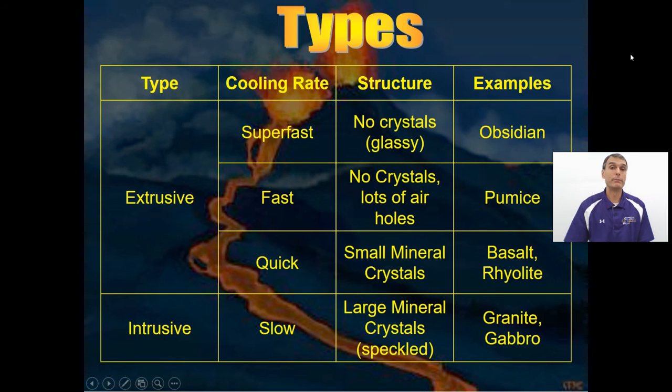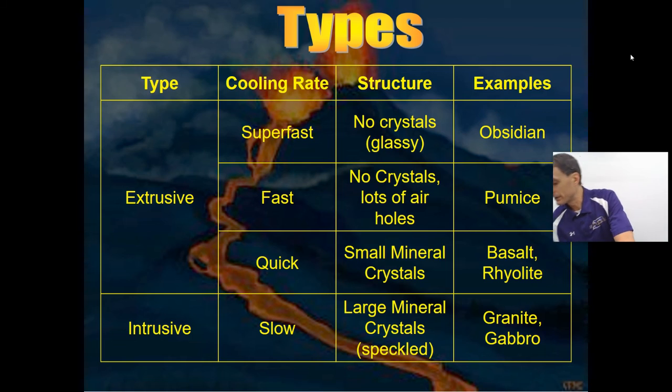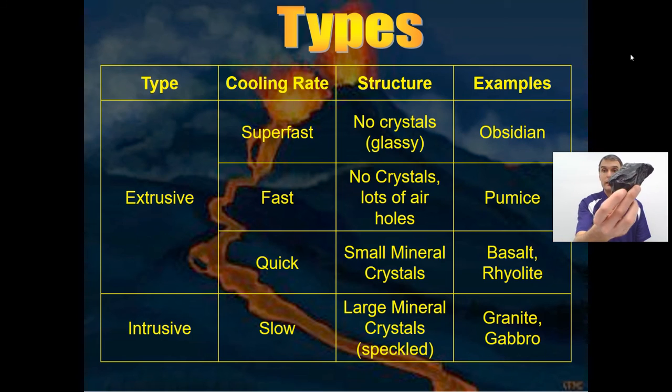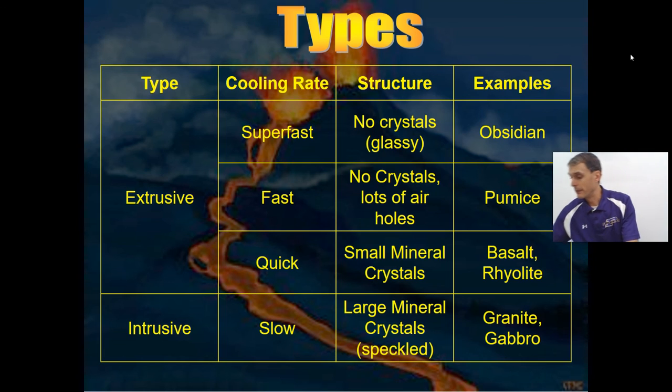So here's some basic information about the different types. The extrusive, remember these form on the surface. So we have ones that cool super fast. They have no crystals. They have a glassy texture. This is our buddy here, obsidian, okay? Or they can have no crystals of minerals, and they can have lots of air holes like pumice. They can have small mineral crystals like basalt here, or they can have large mineral crystals like granite does, okay? So these are the properties that you can have of igneous rocks. It's going to help you identify them and help you tell the difference between them and where exactly they form. So make sure that you get all this information down.